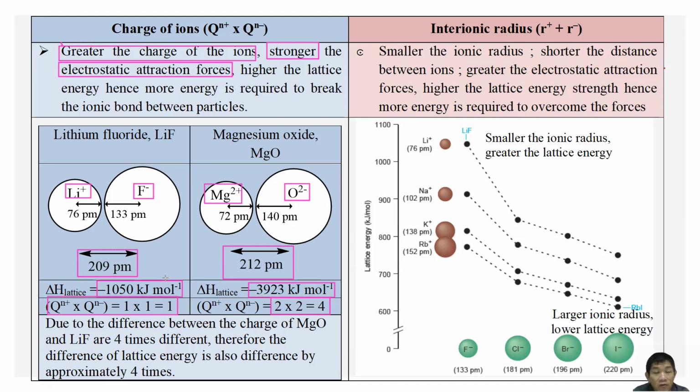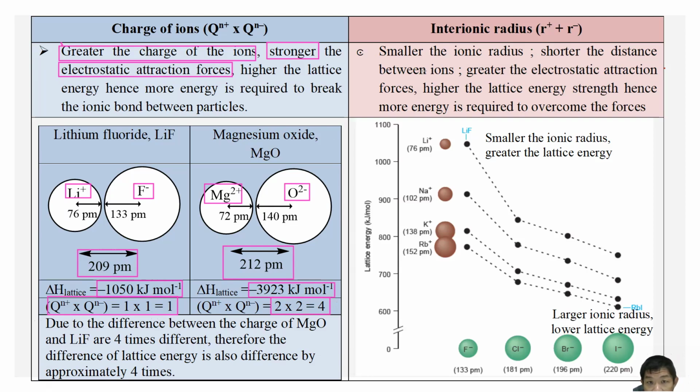Though this formula of Q, the ionic charge, over the inter-ionic radius is not a mathematical formula for you to calculate lattice energy. No, it is just a qualitative representation of how we can relate the lattice energy with the oppositely charged ions. So this is not a calculation; it's more of a qualitative comparison. Then the next factor is the inter-ionic radius.